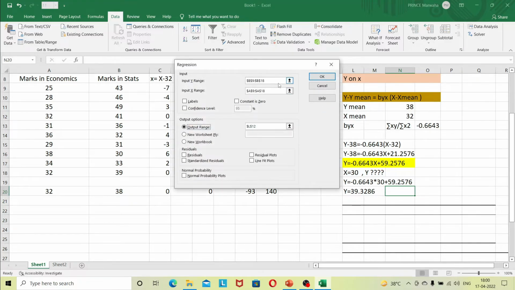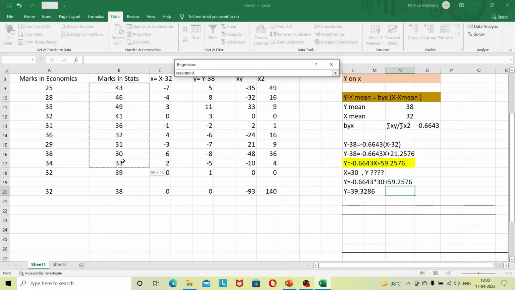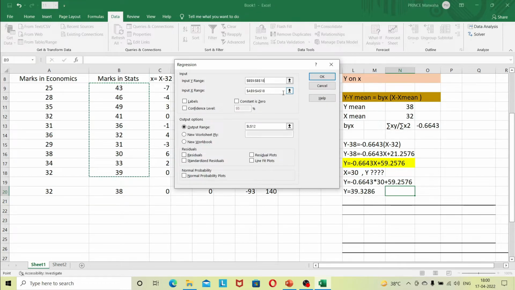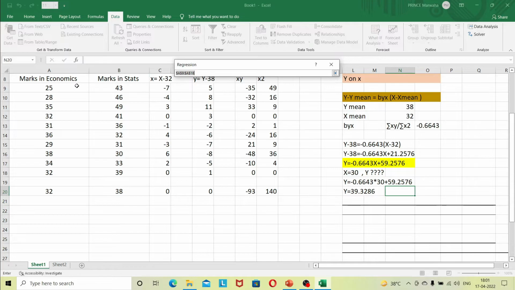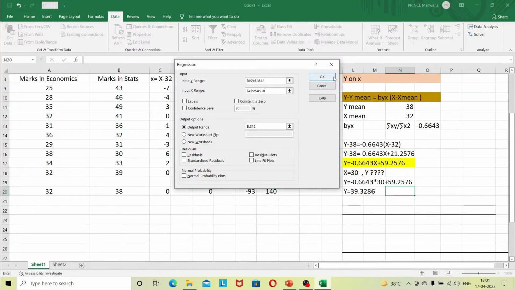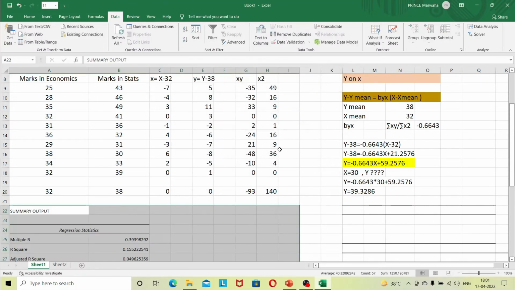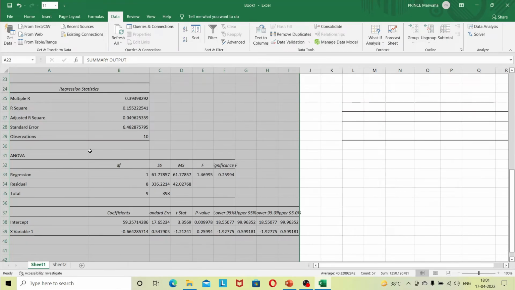Then okay, there is the range that is asking us what is the y variable. So the y variable is this. Now the x variable, we will select this one. For labels, we didn't select the label, that's why we will not take the labels over here. And then output range. Output range is where you need to get your answers, right? So you can select any cell, say this one, and then okay. So here you got the whole results.